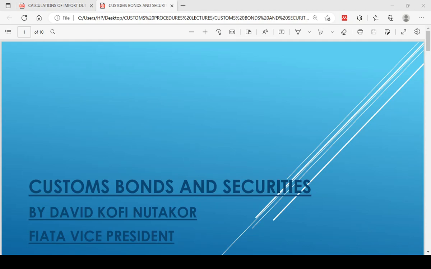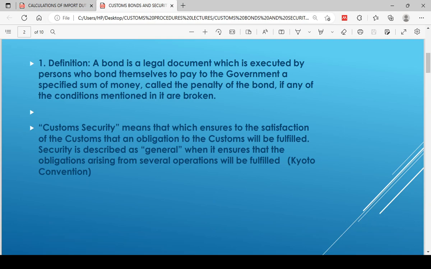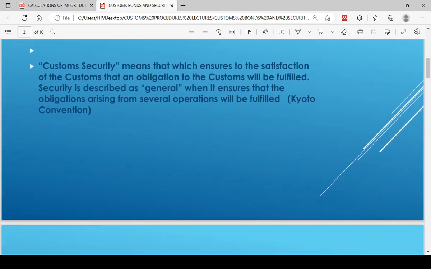A customs bond is a legal document which is executed by persons who bind themselves to pay to the government a specific sum of money called the penalty of the bond if any of the conditions mentioned in it are broken. Customs security means that which ensures to the satisfaction of the customs that an obligation to the customs will be fulfilled. Security is described as general when it ensures that the obligations arising for several operations will be fulfilled. It's under the Kyoto Convention. I've told you to read it under WCO.